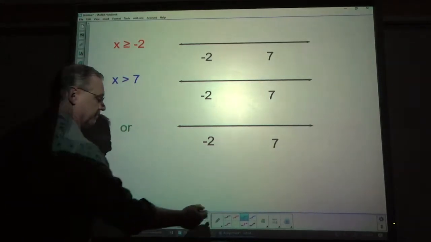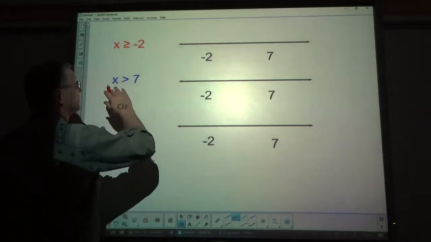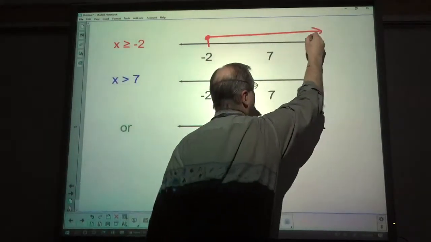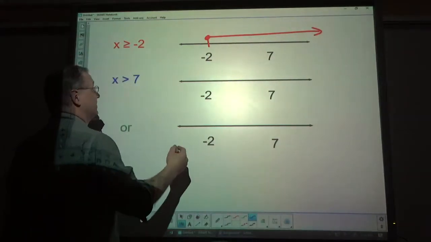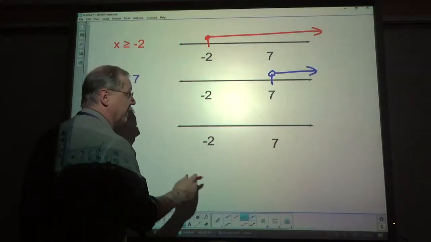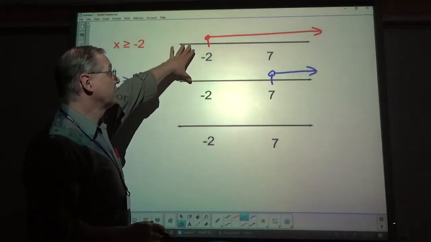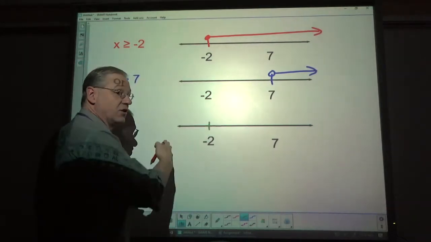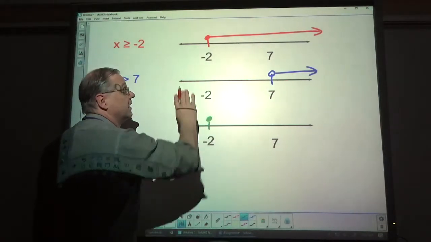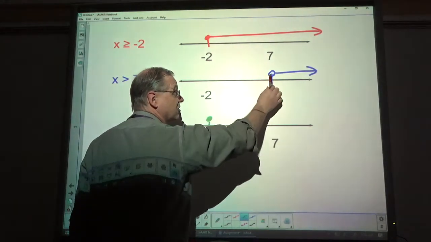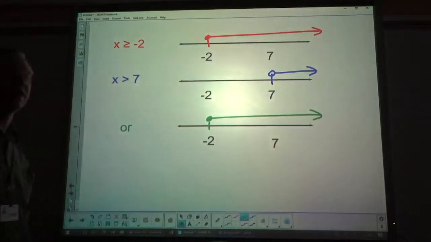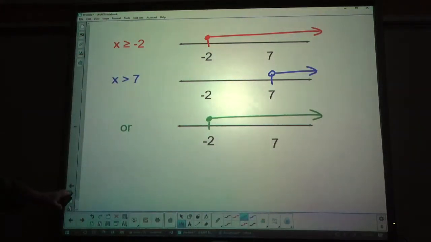Let's take a look at this one. Again, this one is greater than or equal to -2, so solid dot over -2, arrow to the right. In the next one, it's still x greater than 7, open circle to the right. And for the final one, neither of them have it below -2, so that's not going to be in our final graph. -2 is in this one, so it's in the graph above it. Now, 7 is not in this graph, but it is covered in this graph. So everything above -2 is in the OR graph.